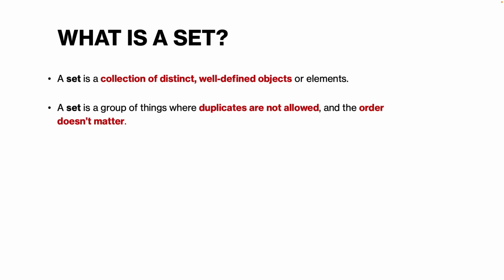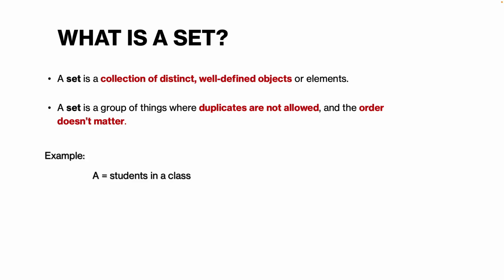Okay? So, next, a set is a group of things where duplicates are not allowed and the order does not matter. So later, makikita nyo ang ibig ko sabihin ng duplicates are not allowed and the order doesn't matter. Mas maganda kasing i-explain siya ng may example. Okay? So let's create an example.